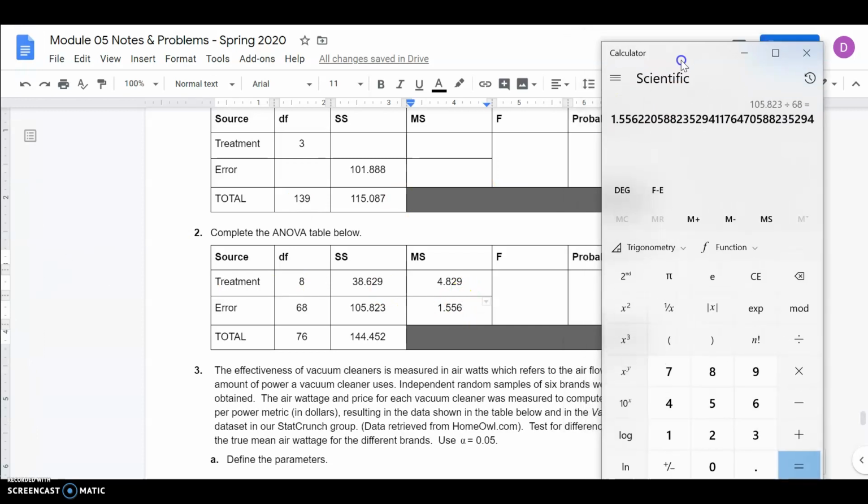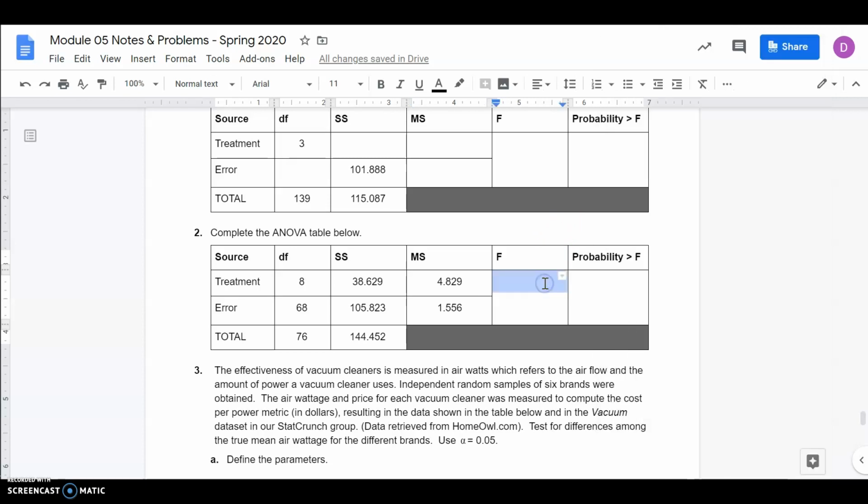So once again, we go back to our calculator. 4.829 divided by 1.556 gives us an F statistic of 3.103. Now, the probability greater than F, you'll sometimes see it written that way, or you'll sometimes just see it written as the p-value. This is the same p-value that would be calculated if we ran through and did this ANOVA test in StatCrunch normally.